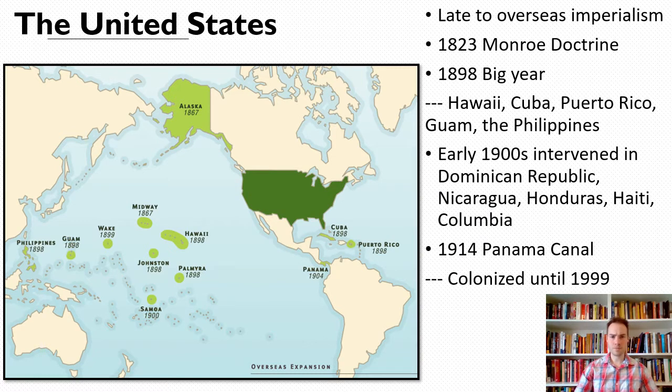So a lot of times the United States is excluded from this discussion. A lot of Americans don't really like to think of the United States as an imperialist power, but it 100% was. We still have several of these colonies. The expansion across the continent, of course, was a form of imperialism and colonization. But in terms of overseas imperialism, the United States is a little bit late to the game.